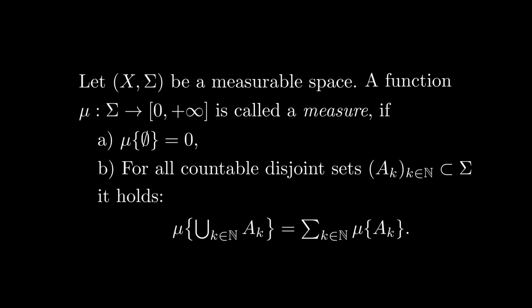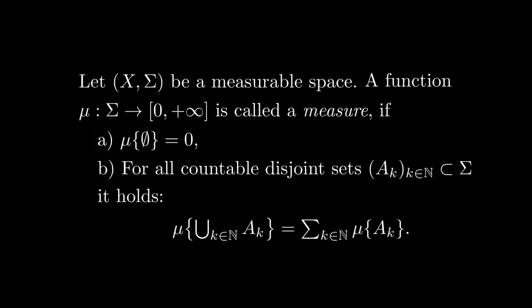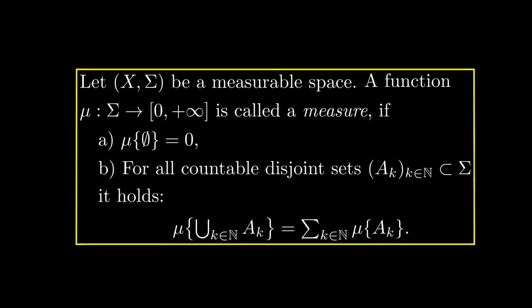And second, if you can decompose your set into at most countably many disjoint sets, then the value assigned to the whole set is given by the sum of the values of its parts. That is, the length of the wall is given by the length of part 1 plus the length of part 2, and the area of the apartment is given by the sum of the areas of each single room, and so forth. Here, the first condition is basically our only option to have a good definition, and the second condition is called sigma-additivity, just in case you haven't heard that before. Okay, so that's the definition of a measure.